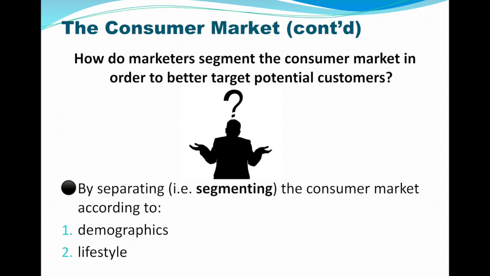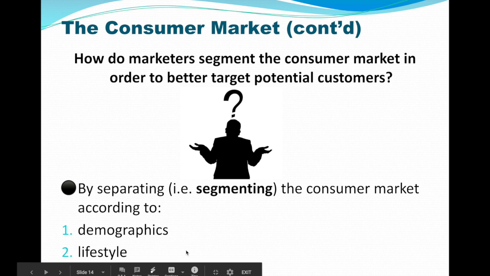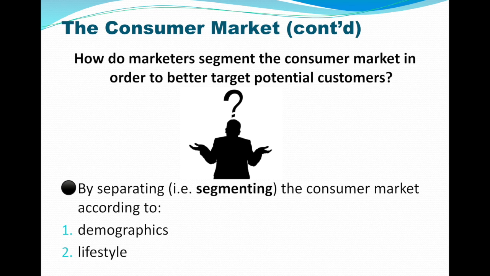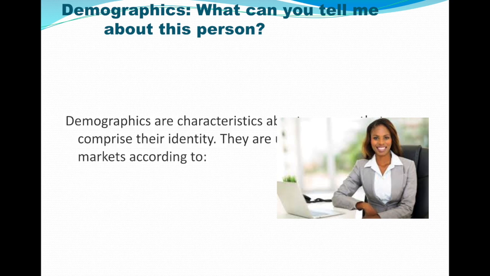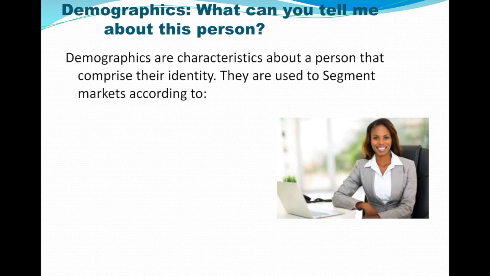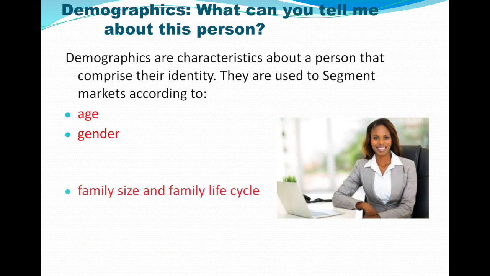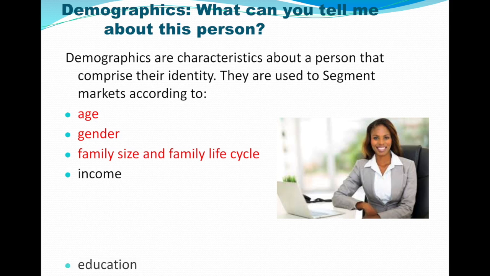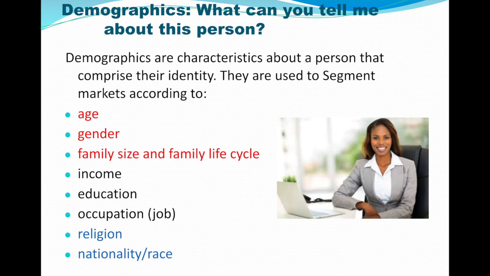So when we look at market segments, we're looking at either demographics or lifestyle, and I'll explain what both of those are. But right now, I'll tell you that preteen or age is a demographic piece of information. So demographics are characteristics about a person that comprise their identity, and they are used to segment markets according to things like age, gender, family size, income, education, employment status, religion, nationality, language.